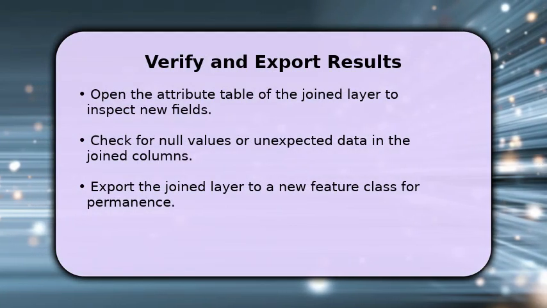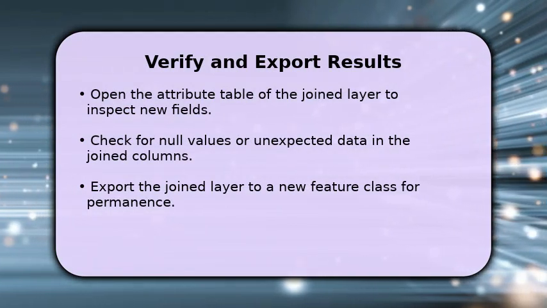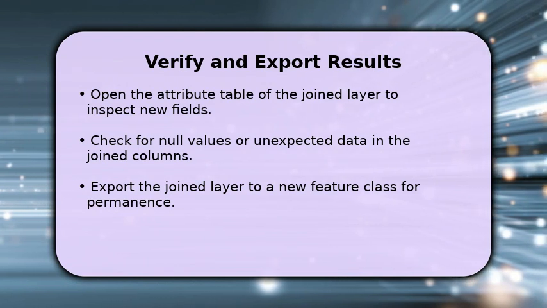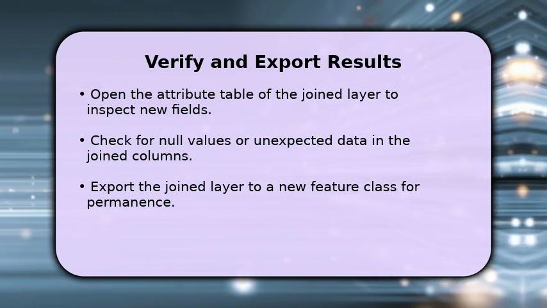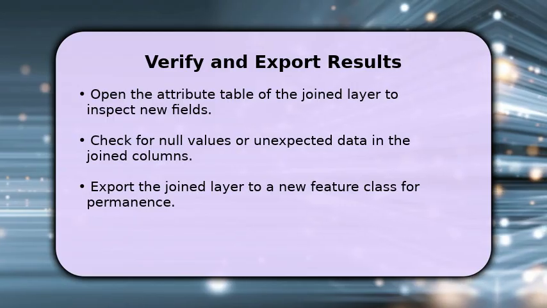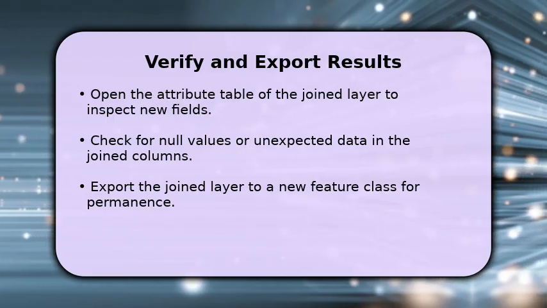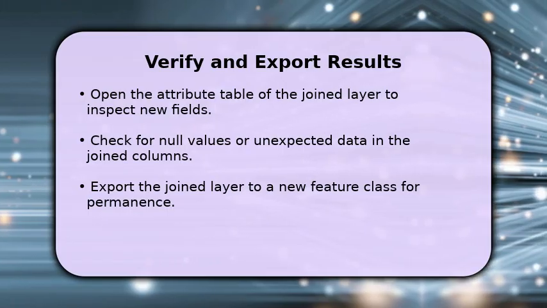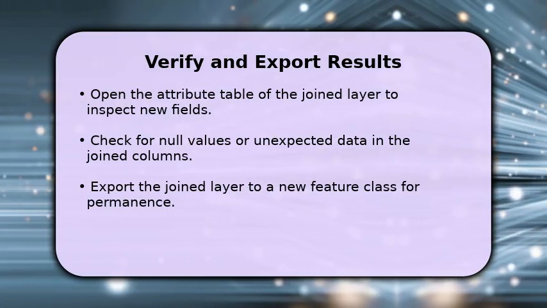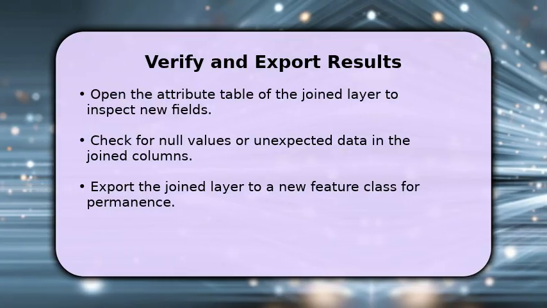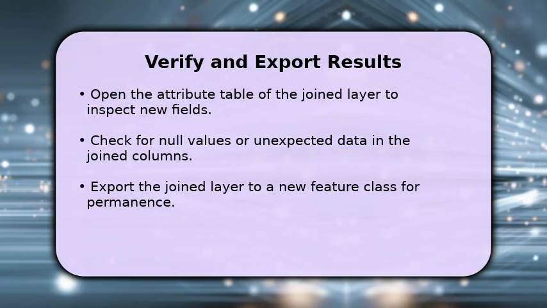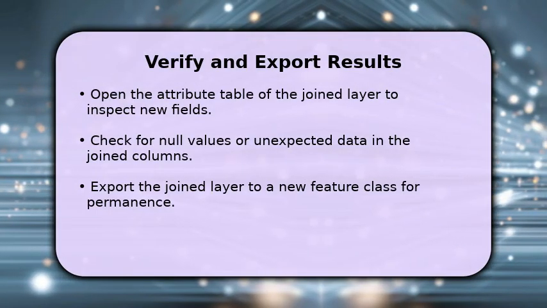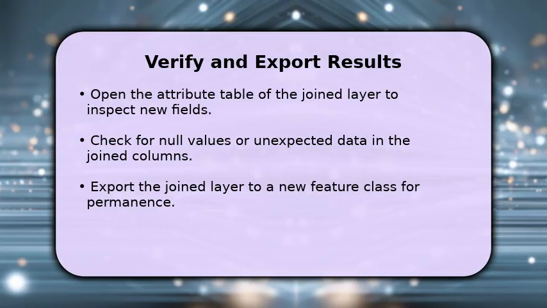After performing the join, it's essential to verify the results. Open the attribute table of your joined layer and inspect the newly added fields from your Excel data. Look for any null values or unexpected data that might indicate an issue with the join. To make the join permanent, export the joined layer to a new feature class. Finally, remember to save your ArcGIS Pro project to preserve all your hard work and new data.